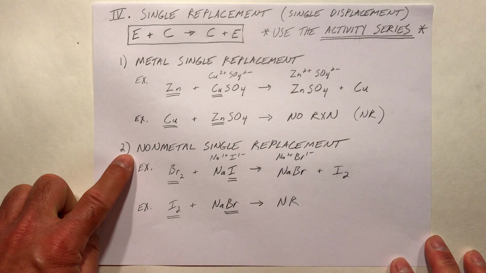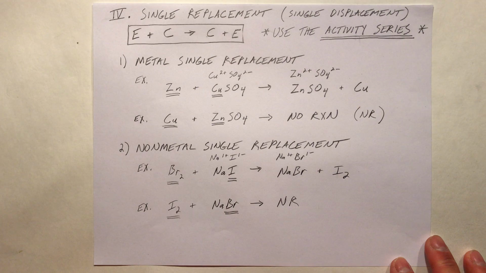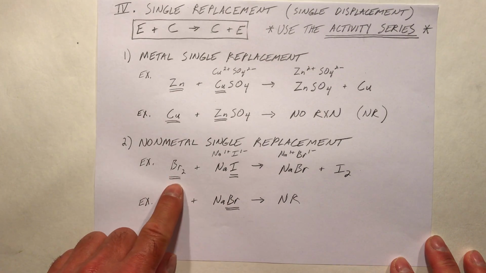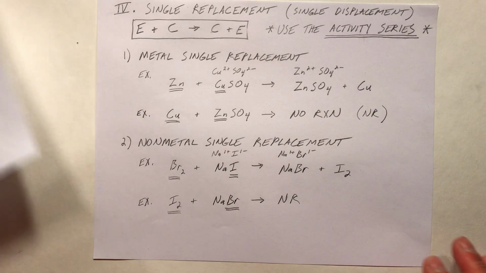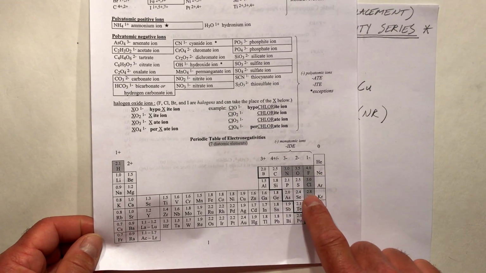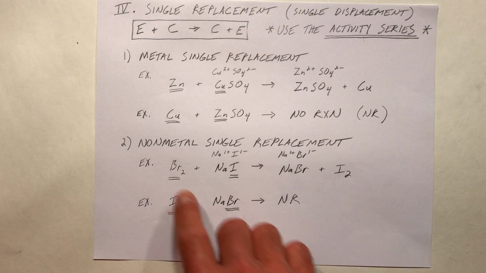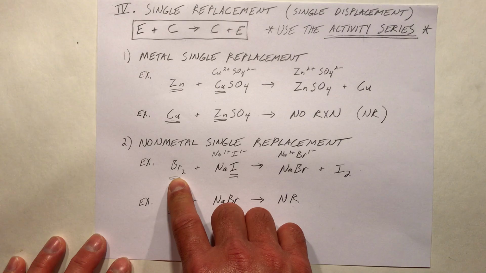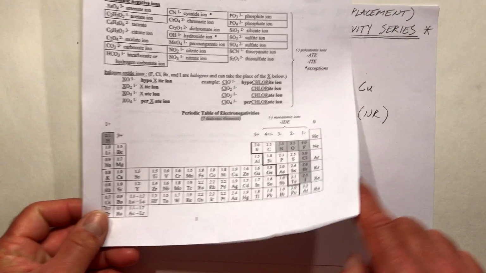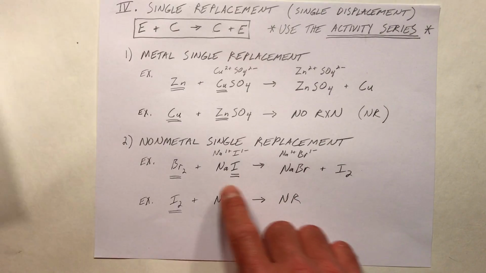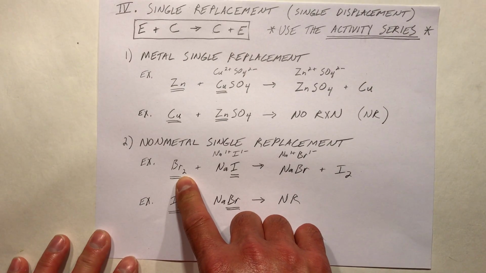Now what if we have non-metal single replacement? What if the element is a non-metal? Right? Here we had a metal. What if we have a non-metal? That would be an element to the right-hand side of that zigzag line, like Br. Now Br happens to be a diatomic element, so it would be Br2 in its element form. Remember, those 7 shaded in elements automatically form a 2-atom molecule when they're elements.